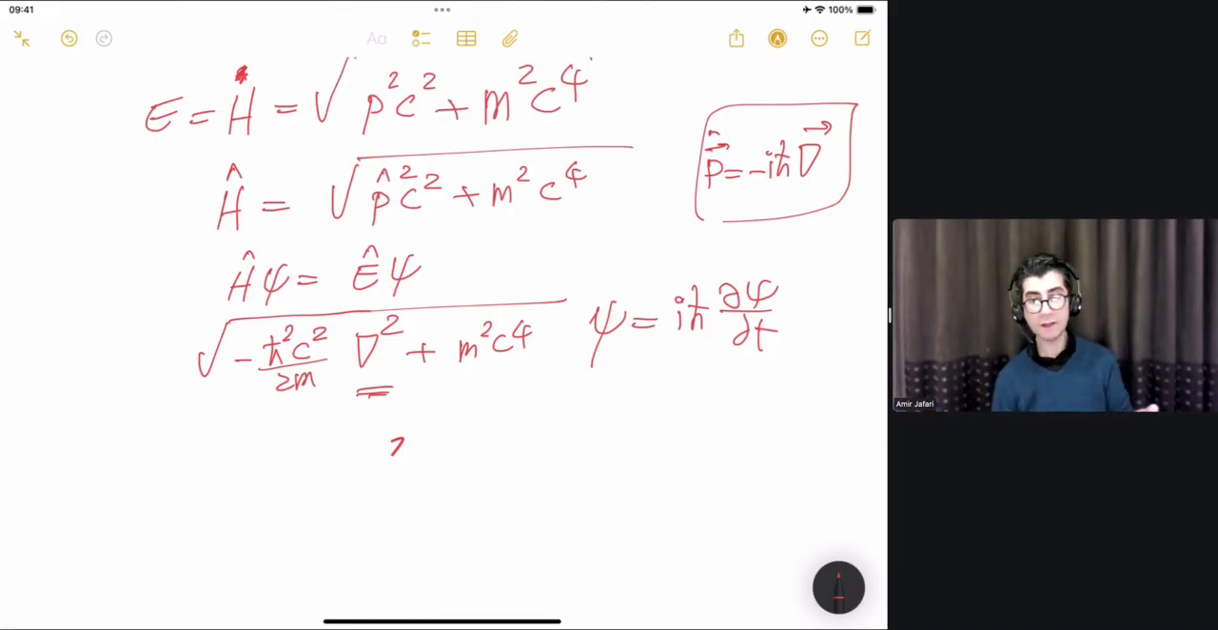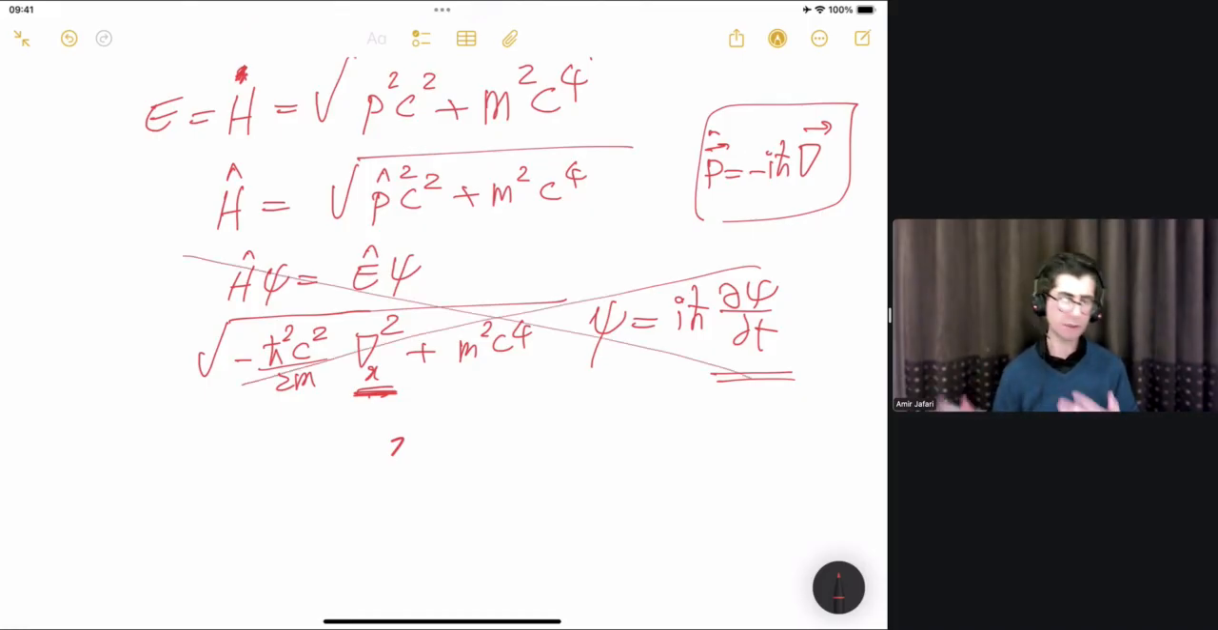But there is a more serious problem. In special relativity, we know that space and time should be treated on the same footing. So here you have a first-order derivative with respect to time, but a second-order derivative with respect to space, x. So space and time are not treated on the same footing. So this approach doesn't work for this reason, and other reasons, but this is the more serious one.